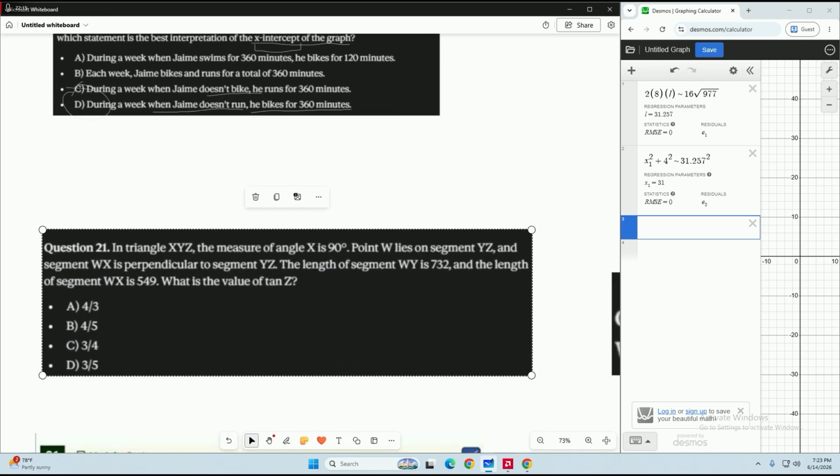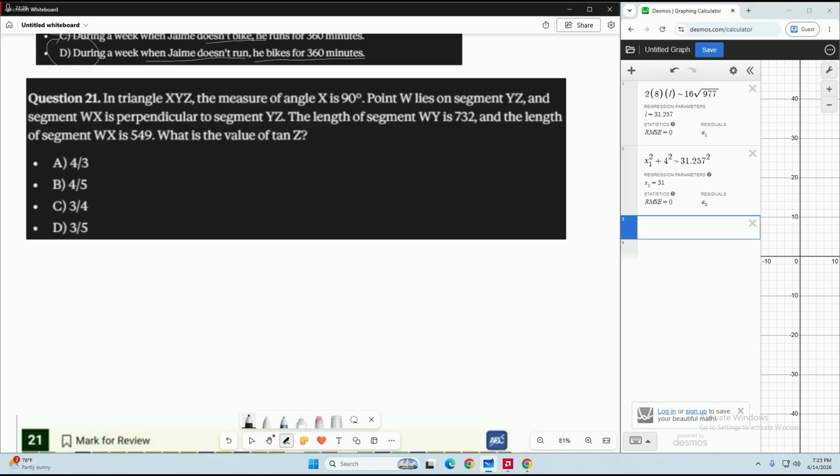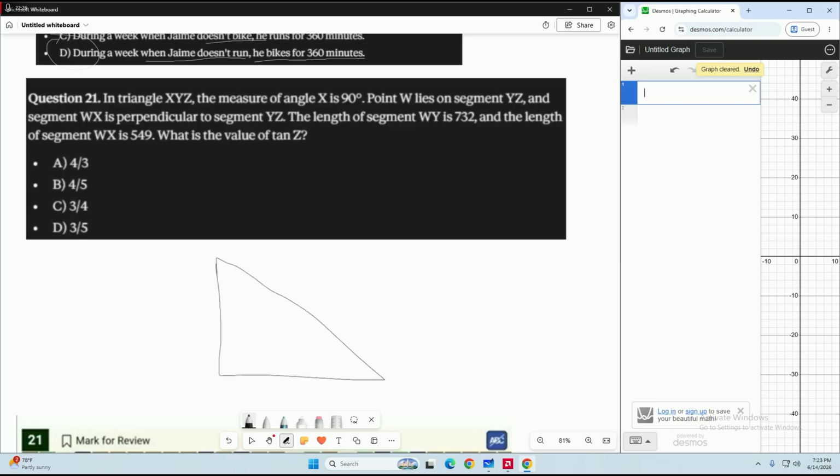Okay, another very difficult question. Question 21. In triangle XYZ, the measure of angle X is 90. So I'm going to draw a triangle out right here. This is another altitude question, by the way. So I'm going to be using my formulas, but I'll run through it quick this time. So I'm going to say X, Y, Z. I have X as 90. Point W lies on segment YZ. And segment WX, which I just drew, is perpendicular to segment YZ. Okay, I have another perpendicular line, like that.